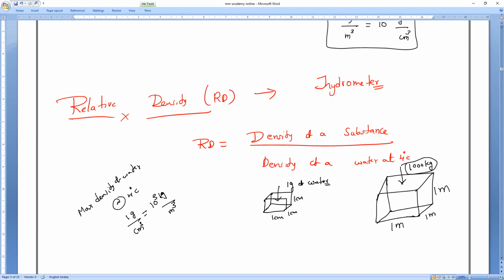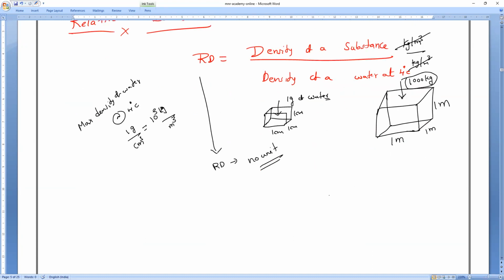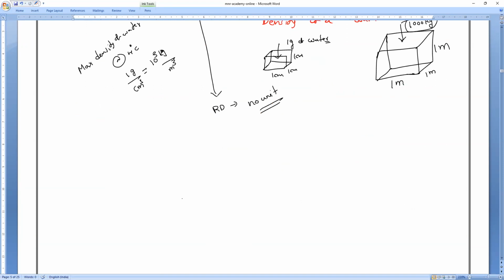So in relative density, both are densities, in kilogram per cubic meter, so the units get cancelled. So RD is what? No unit. It is a unitless quantity. It gives us the information whether the object will sink or float in the given liquid based upon the RD.